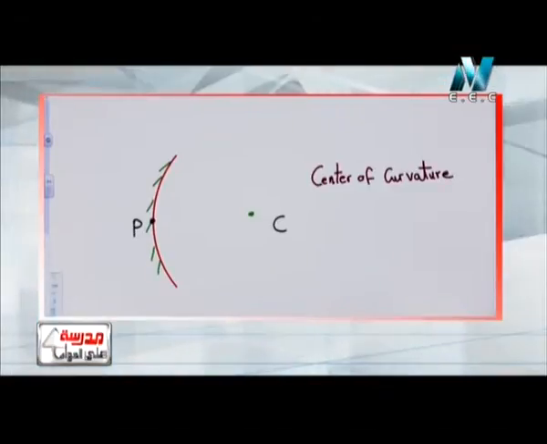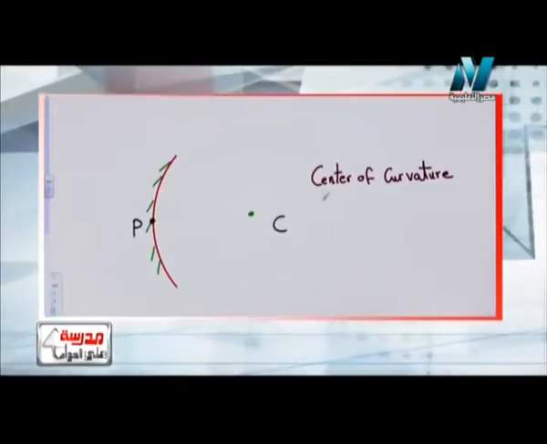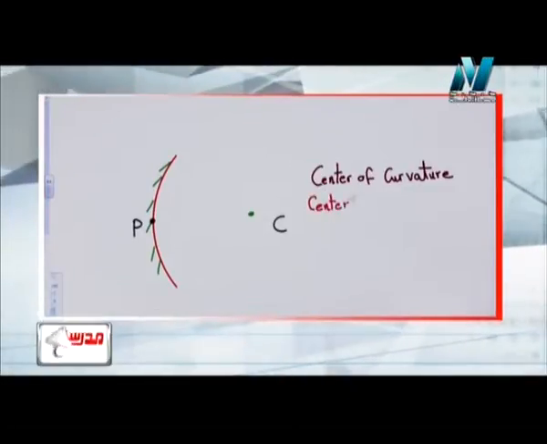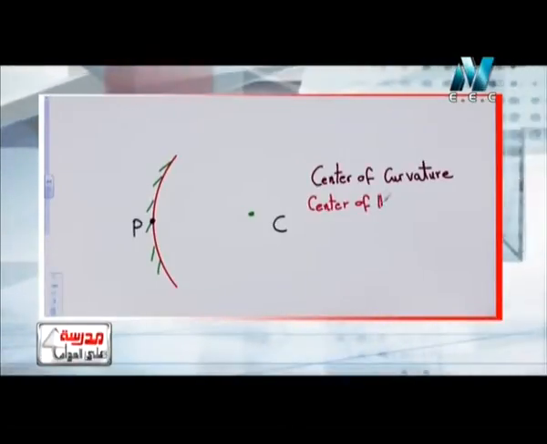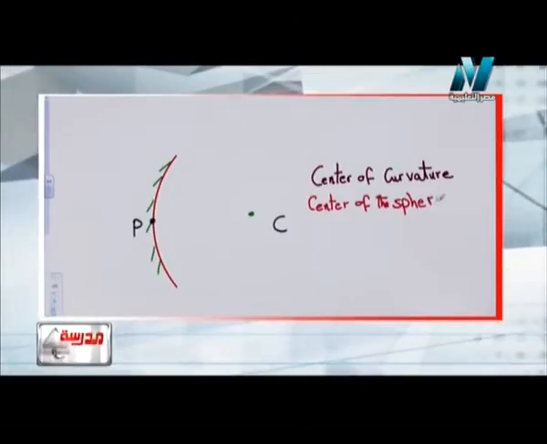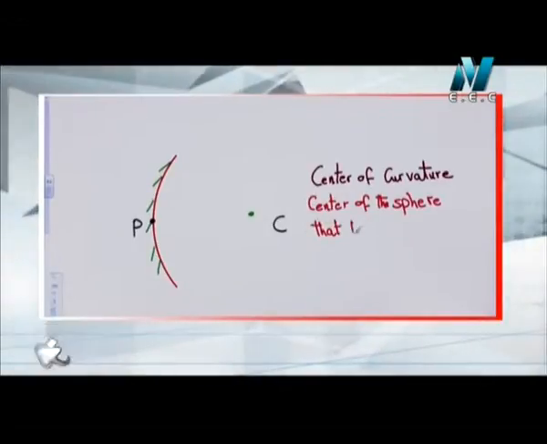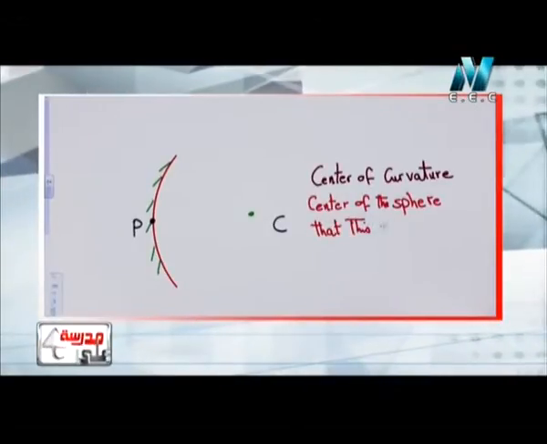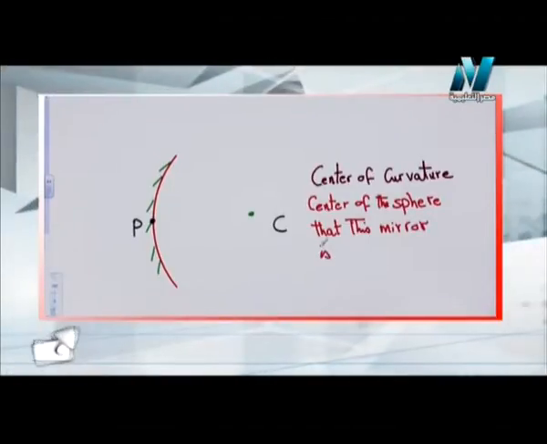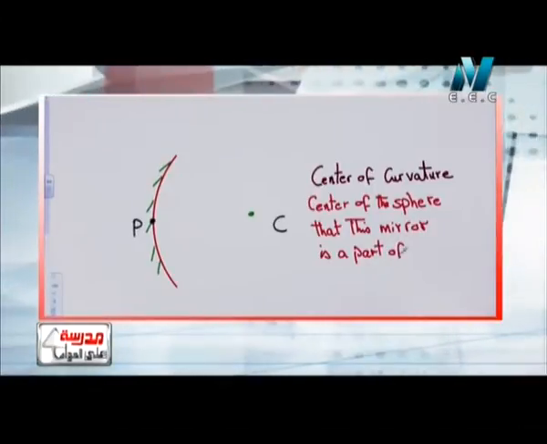So what is meant by center of curvature? Here we talk about a sphere. If we say center of curvature, we say center of the sphere, meaning the center of the ball that this mirror is a part of.